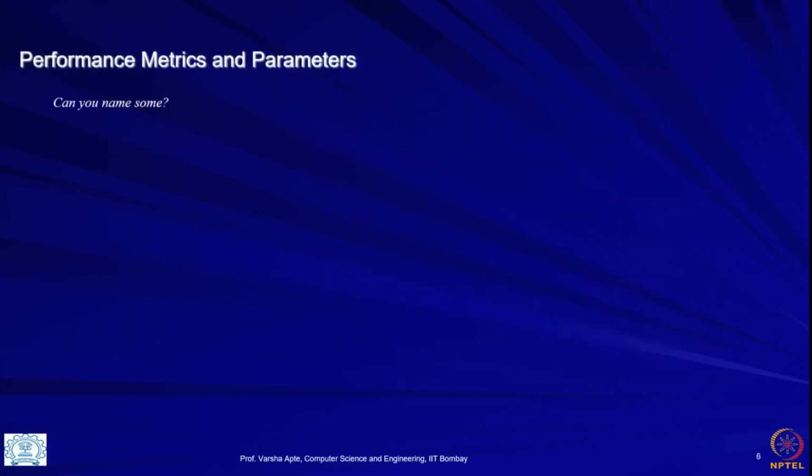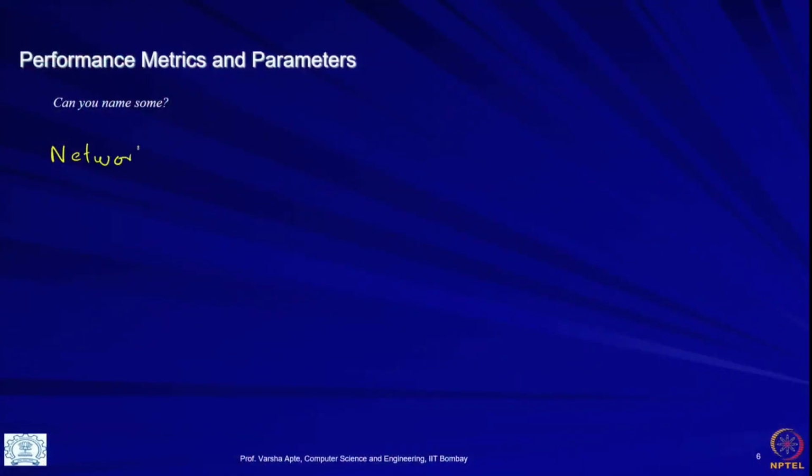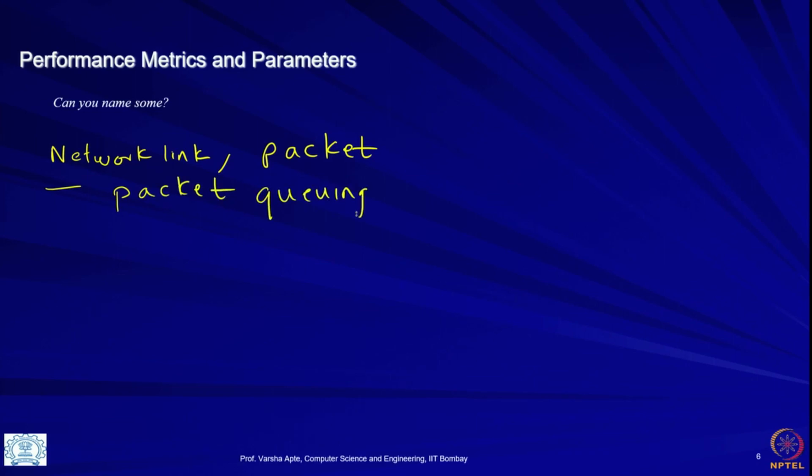So can we name some, okay, in the instances that we saw, for example for a network link and a packet which is the user, can we name some metrics, okay, can you go ahead and write some in your notebook. For example, for this there can be packet waiting time, in fact it is called queuing delay, how much time did the packet spend in the queue. There can be packet drop probability, okay.